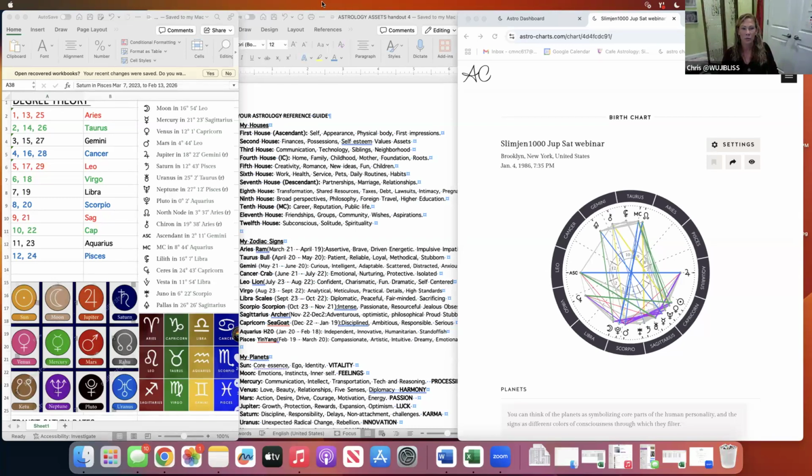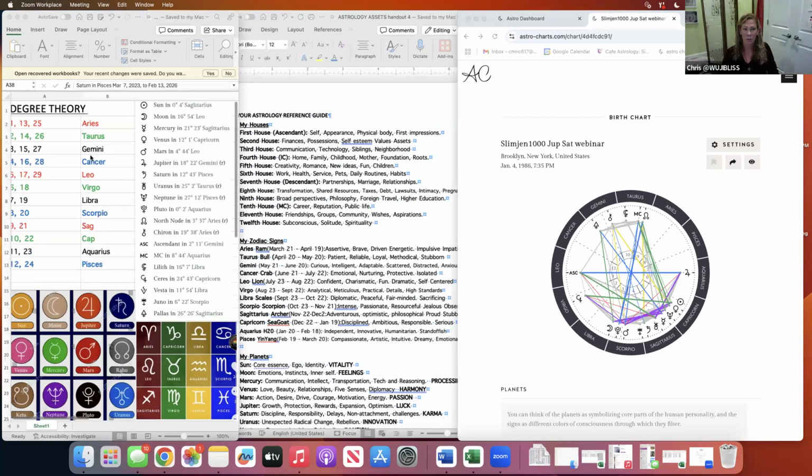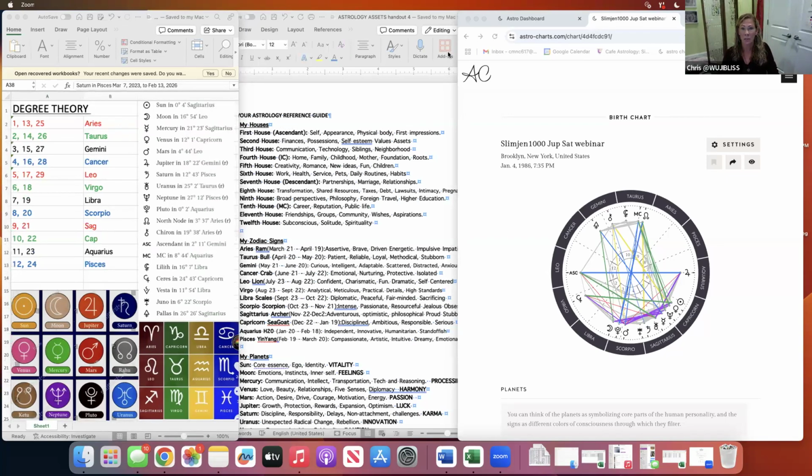I'm first going to review our assets, our resources here on the left and middle side of my screen. In the upper left-hand corner is the degree theory. Yes, I do use degree theory. I feel like it's really important to give as much detail as possible when I'm doing a chart.